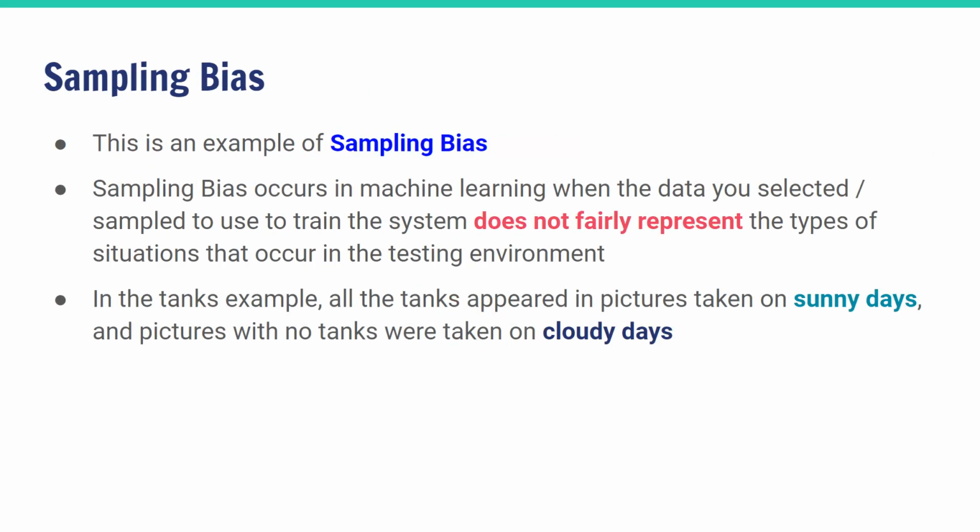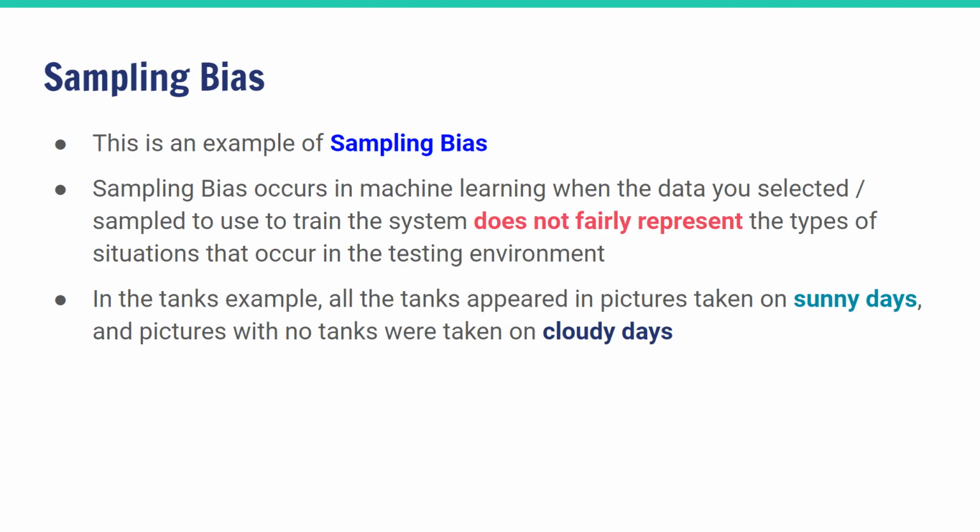So what's happened here is an example of sampling bias. Sampling bias is something that occurs during machine learning when the data that was selected or sampled to be used to train the system does not fairly or accurately represent the types of situations that would occur in the environment that you're going to use the system in.